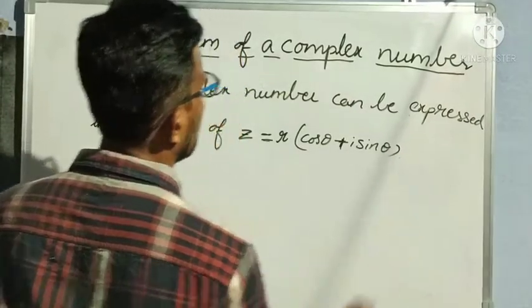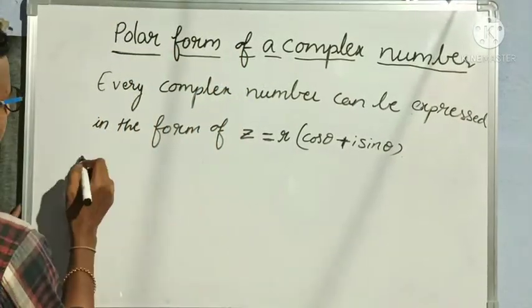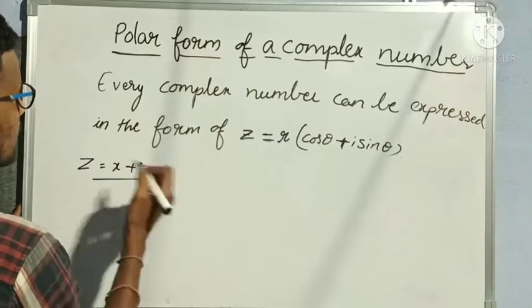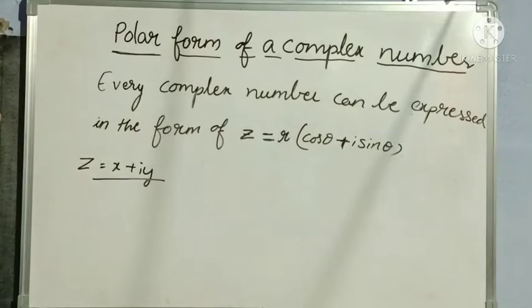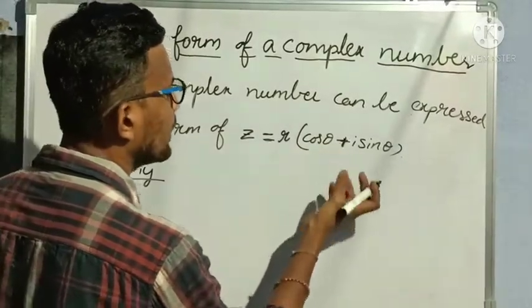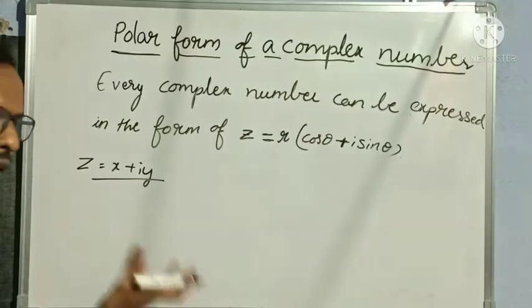In general we use Z is equal to x plus iy. This is our general form of a complex number. Now today I am saying that Z is equal to R of cos theta plus i sin theta. How did we get this? Let us see now.